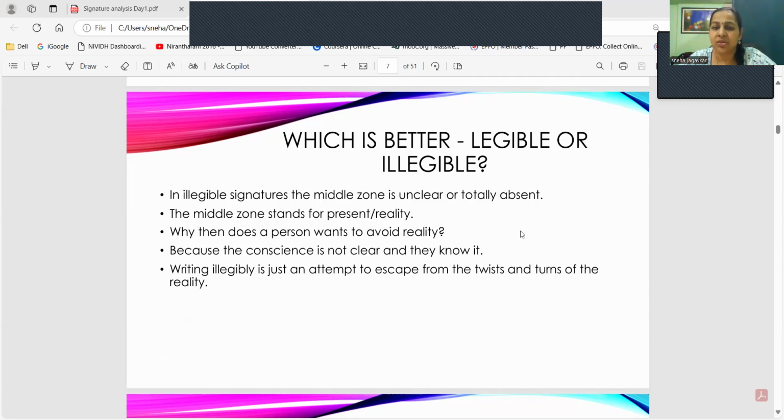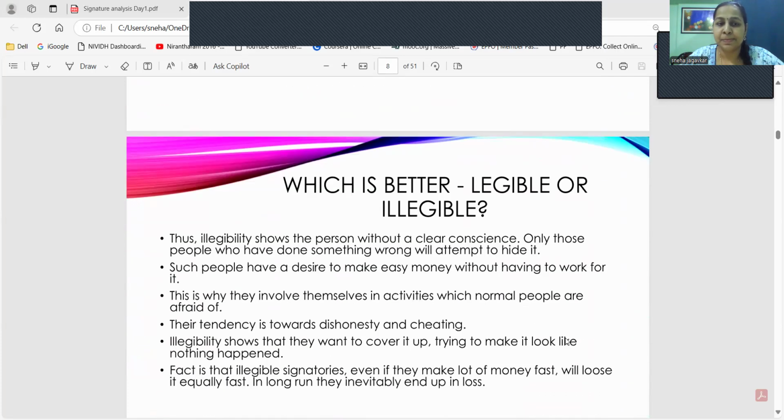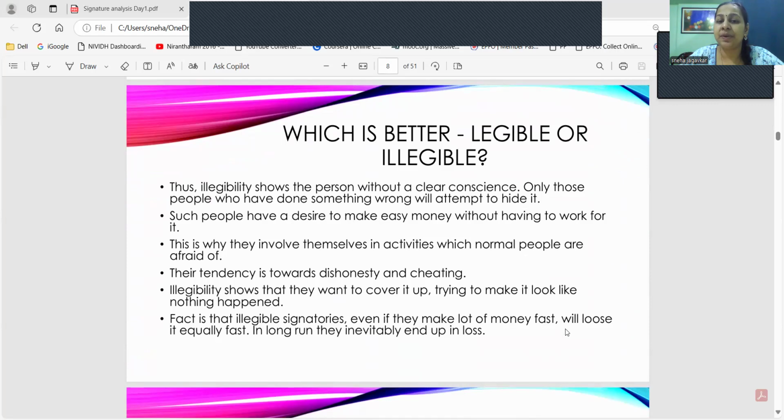Now, why does the person want to avoid reality? I'm letting you know the psychology behind why people want to sign illegibly. That's because the conscience is not clear and they know it very well. Writing illegibly is just an attempt to escape from the twists and turns of reality. So, illegibility shows a person without a clear conscience. Only those people who have done something wrong want to hide it or do not want to show it to people. These people have a desire to make easy money without having to work for it.